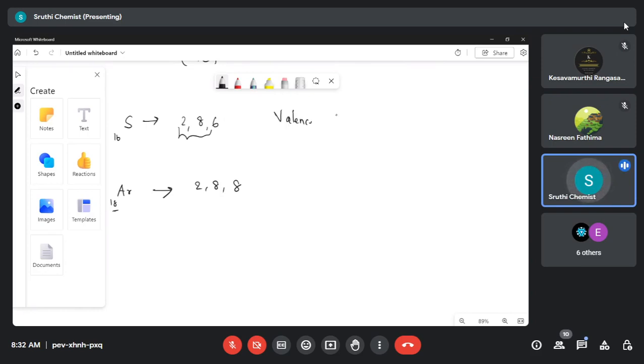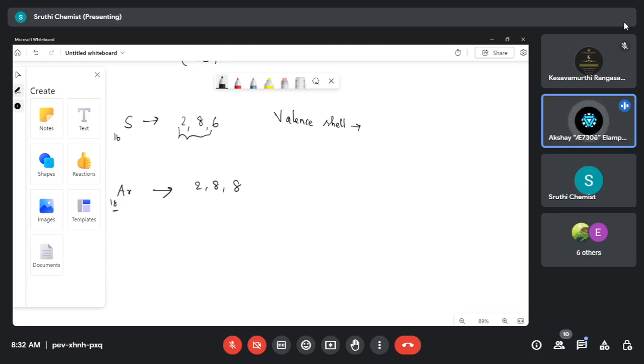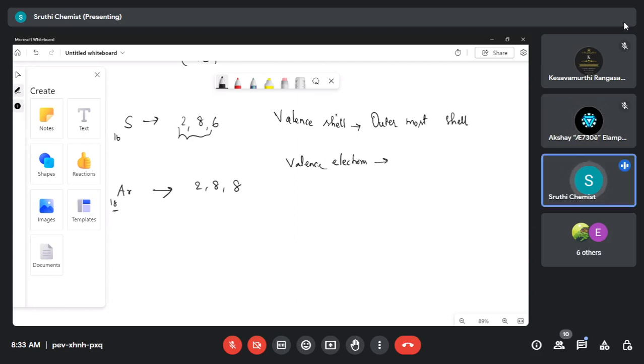What is meant by valence shell? The outermost shell, ma'am. Very good. This is important. Valence shell means the outermost shell. Then what is meant by valence electron? The number of electrons that are there in the valence shell, ma'am. Yes, that's all. The valence electrons are the number of electrons in the outermost shell or orbit.